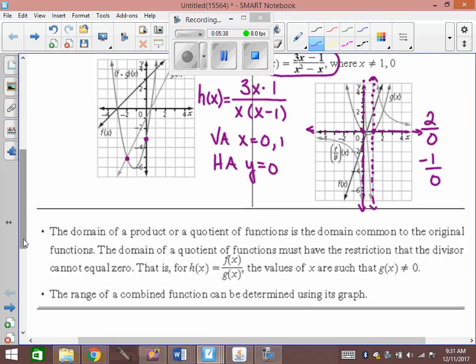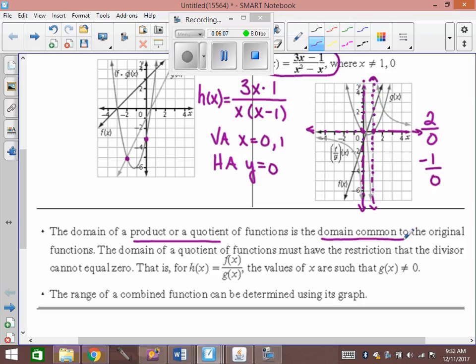Okay. So the domain of a product or a quotient of a function. The domain of adding and subtracting was the common domain between the two functions, right? The range, you actually had to figure it out and then look at the range of the new graph, right? The domain of the product or quotient of the functions is the domain in common to the original functions. So it's the same thing.